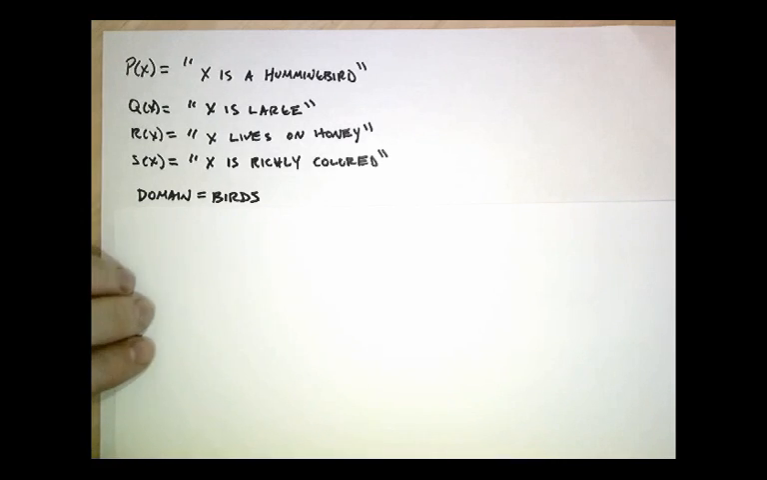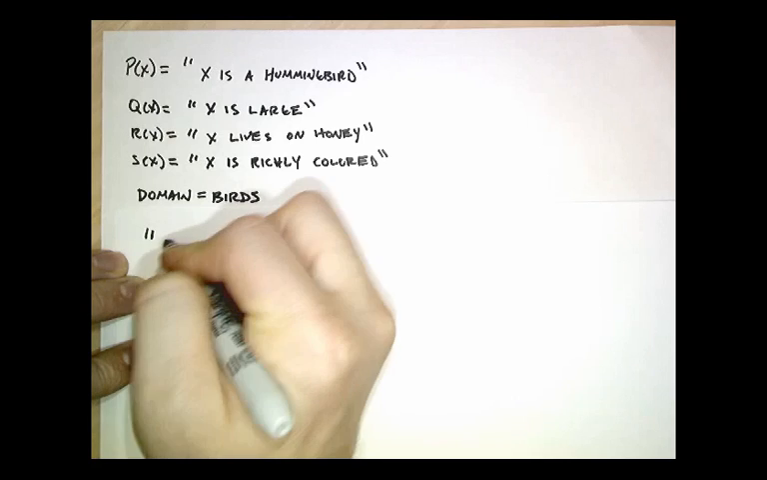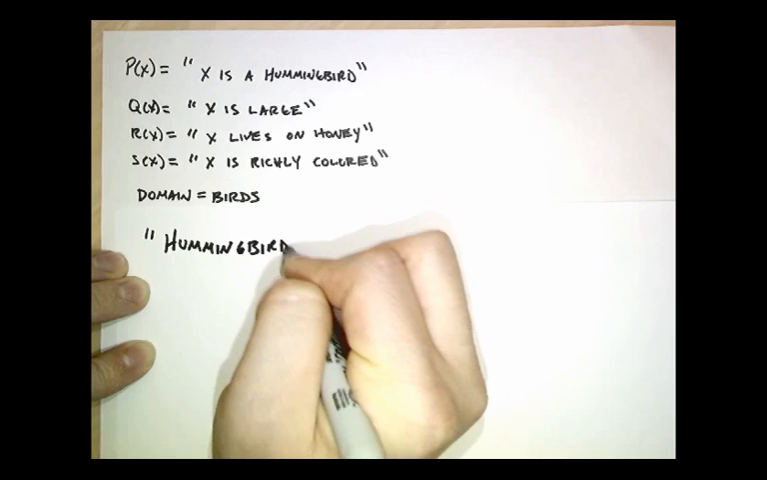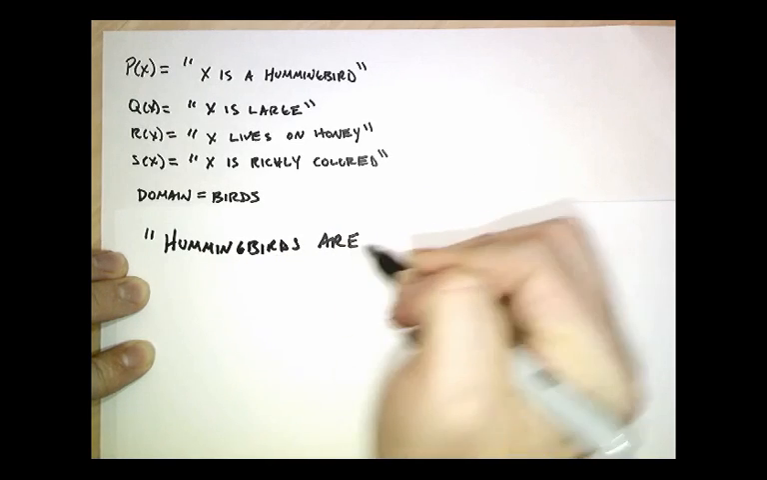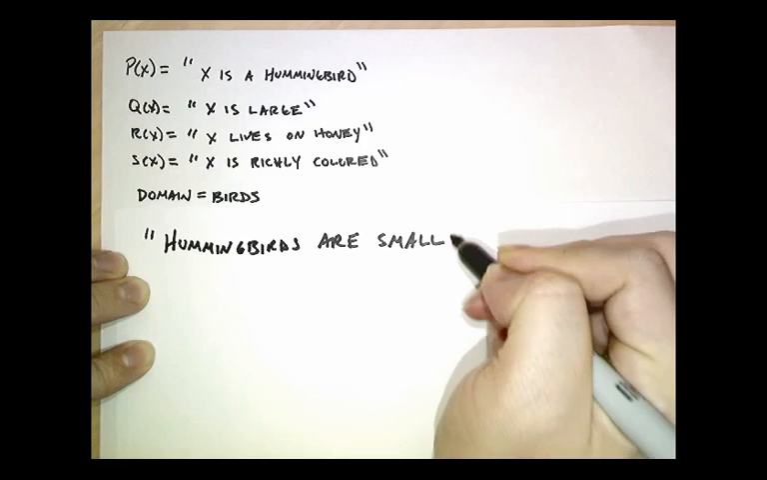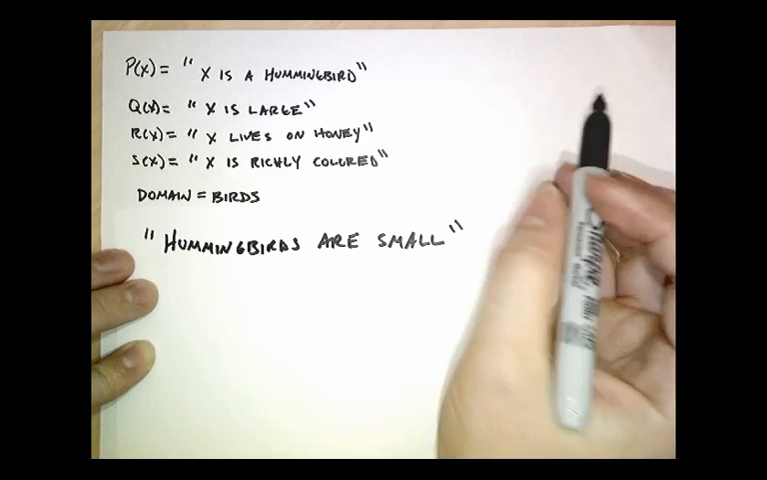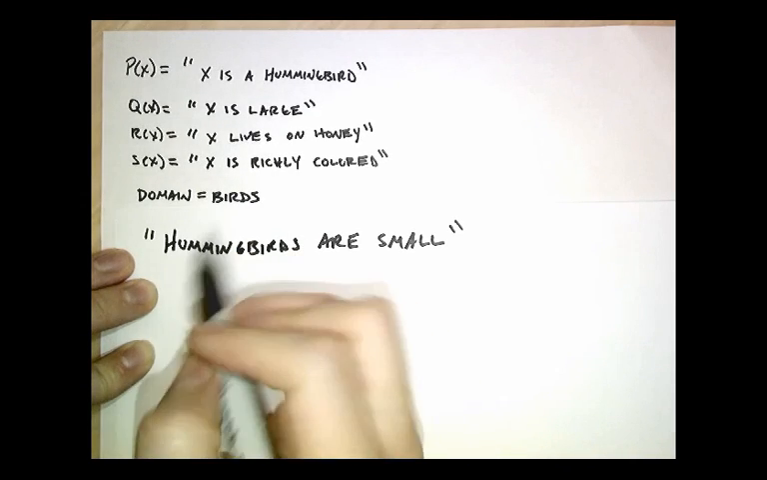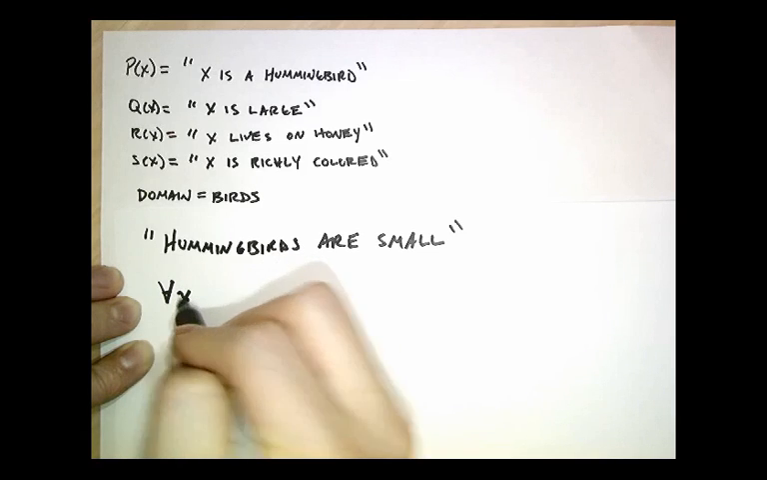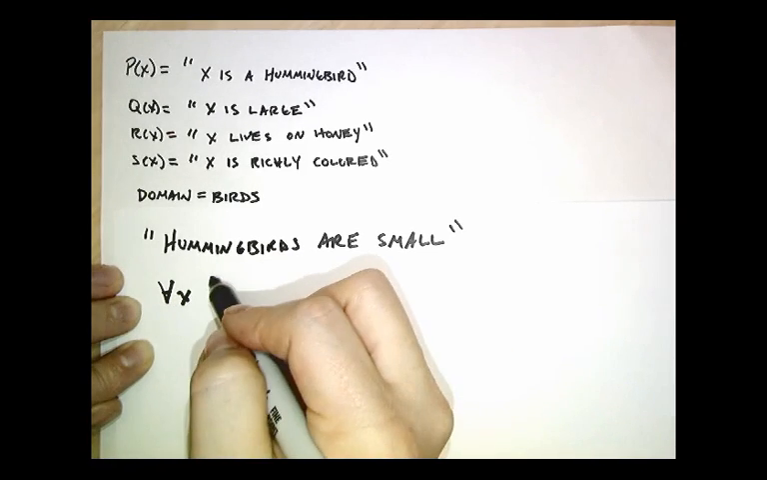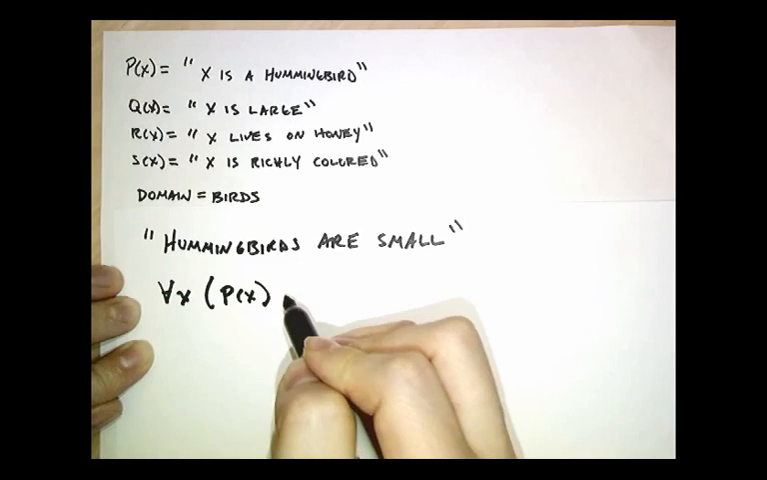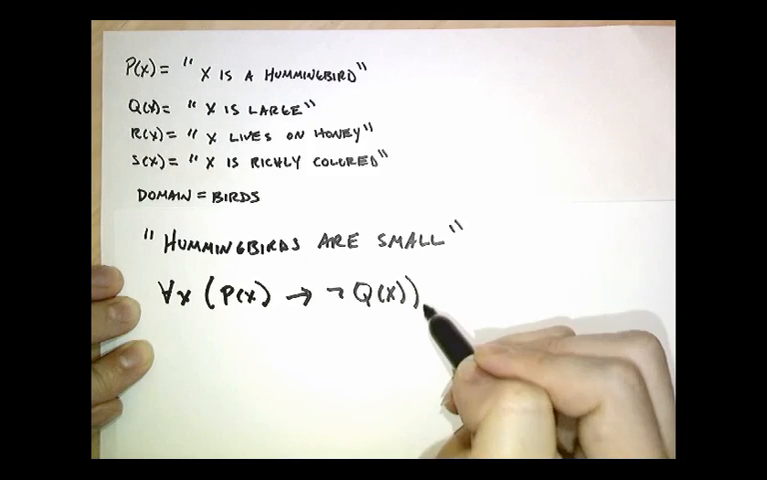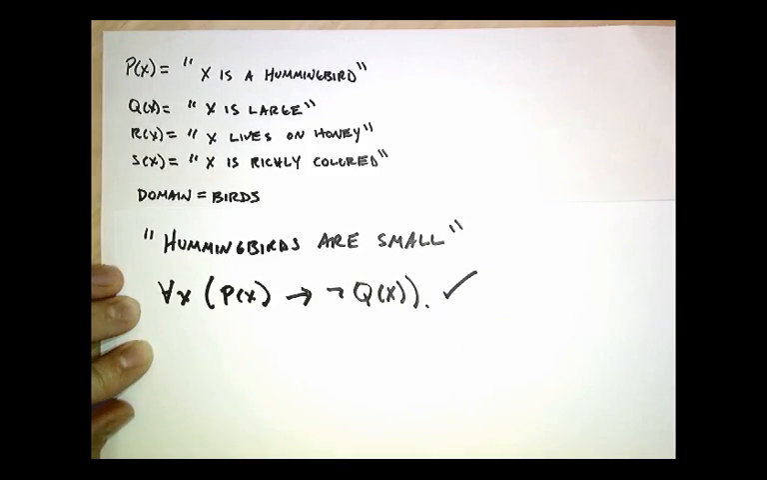One more example. What if you wanted to express hummingbirds are small? Okay, and by small here, we mean not large. So the way we'd write this is that for every x, for every bird, if you're a hummingbird, this implies that you are not large, i.e. you're small. Okay, so this is the correct answer.